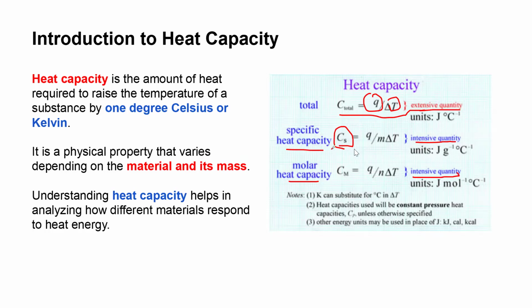The formula for calculating specific heat capacity is Q all over M delta theta. The M here is mass, and delta theta means change in temperature. And then we have molar heat capacity. The molar heat capacity, Cm, is Q all over n delta T, where n stands for mole.